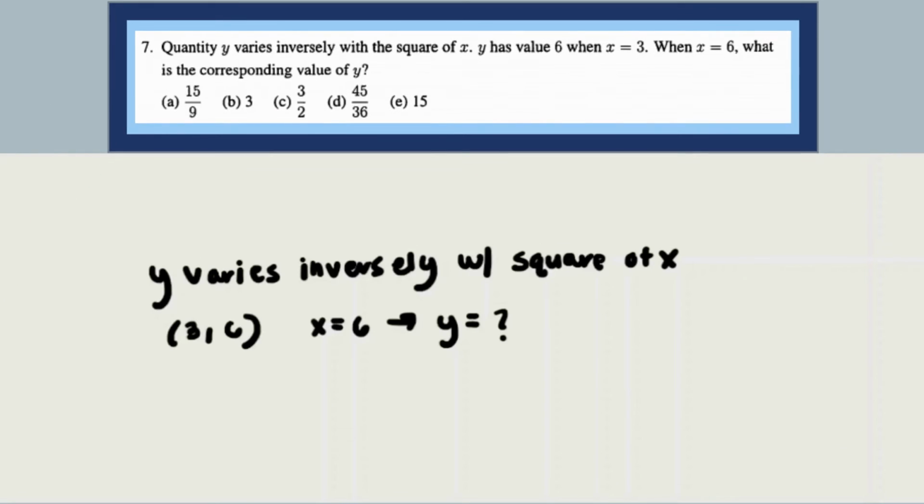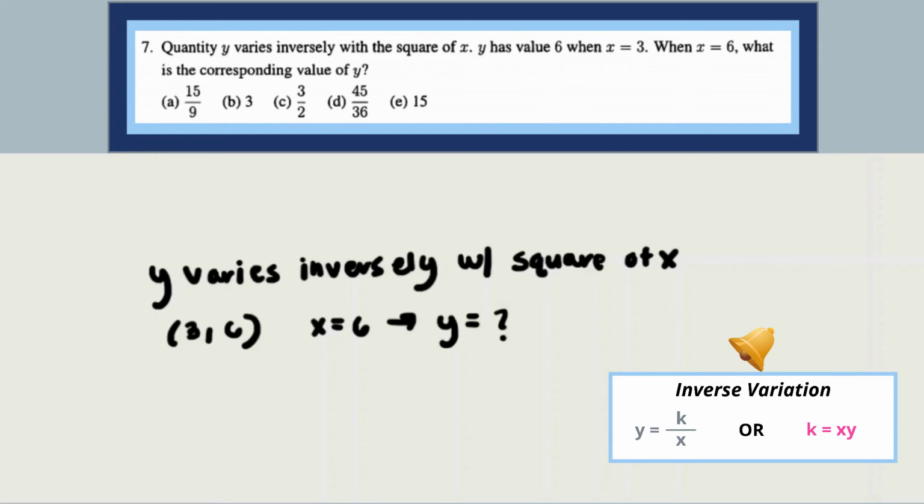Okay, so what I wrote down, this is going to be a variation problem, and in this particular one, this is going to be inverse variation. And I'll put the formula on the screen as a reminder. So it says y varies inversely with the square of x. And it also says when x is 3, y is 6. And they want us to find what is y when x is equal to 6.